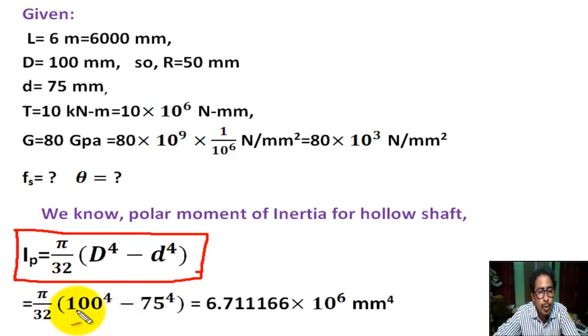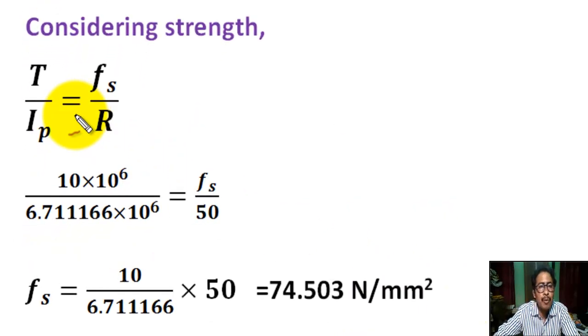We just put the value, pi by 32, 100 to the power 4 minus 75 to the power 4, equal to 6.71166 into 10 to the power 6 millimeter to the power 4. Unit of polar moment of inertia, millimeter to the power 4. Okay.